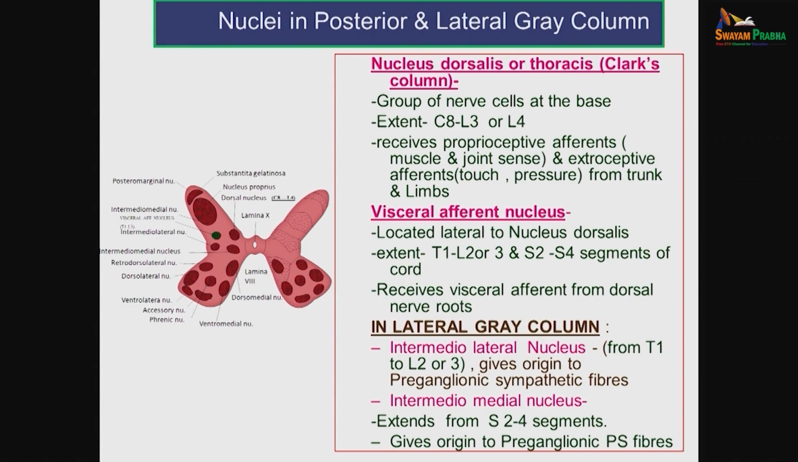If the cord is viewed in a 3-dimensional view, the segments appear like pillars. Hence, we can call them grey columns. Column means it's like a pillar. So, these are the various nuclei which are present in the grey horns.